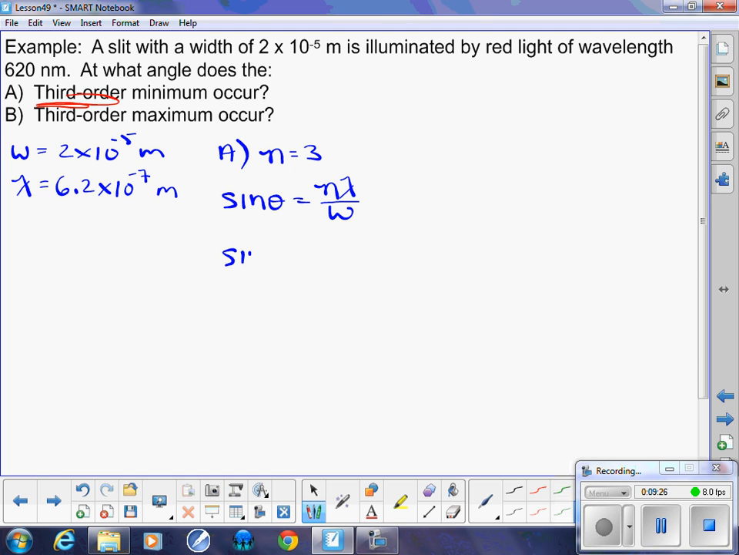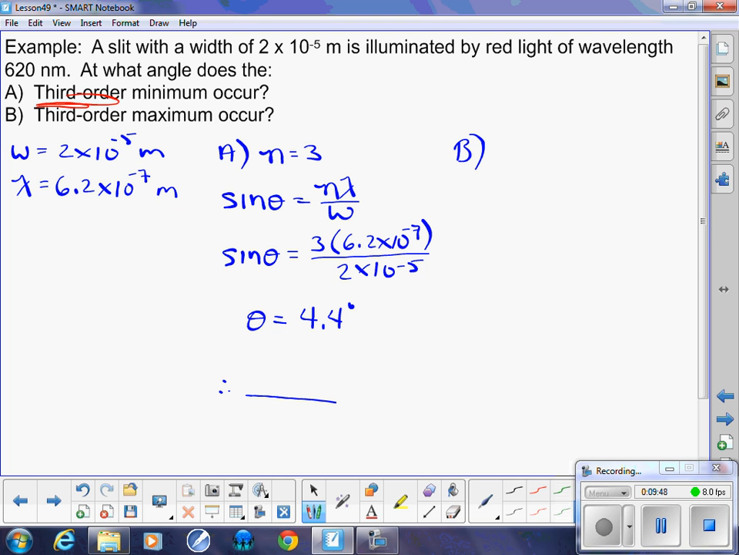So we get sine theta equals 3 times 6.2 times 10 to the negative 7 over the width, which is 2 times 10 to the negative 5. Going through and using your calculator, you should get 4.4 degrees. All right. B part, third order maxima. So we're just demonstrating how the formula works. n still remains 3 for B part because it is a third order.